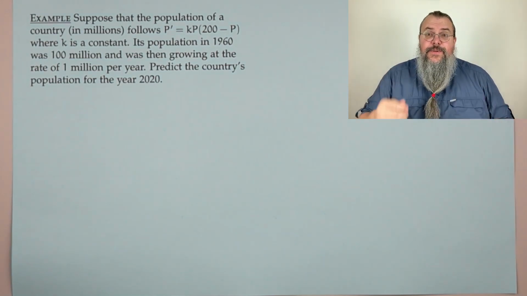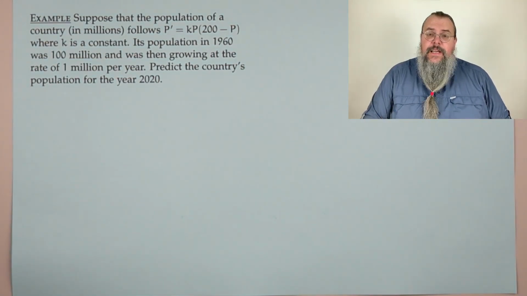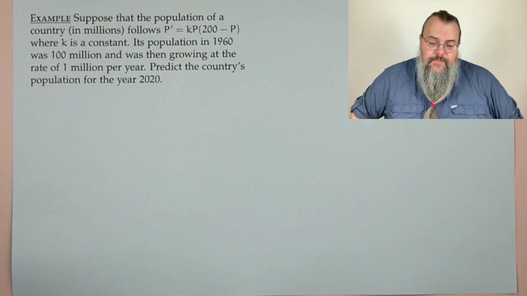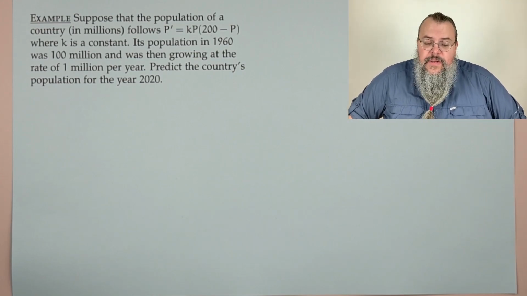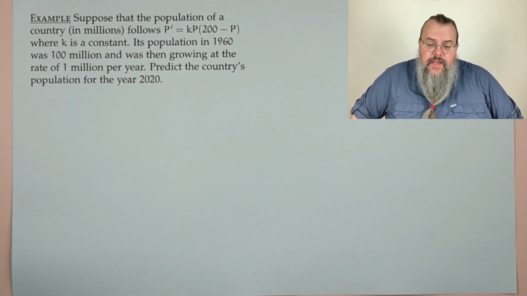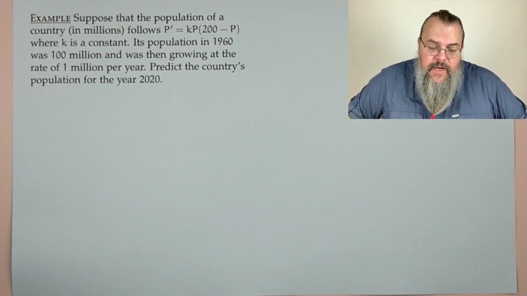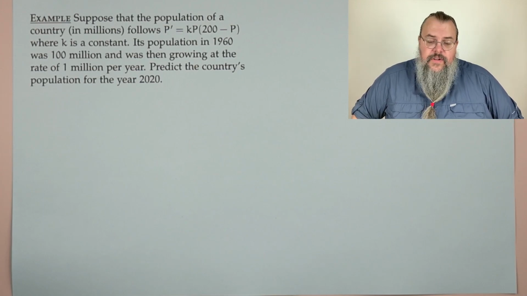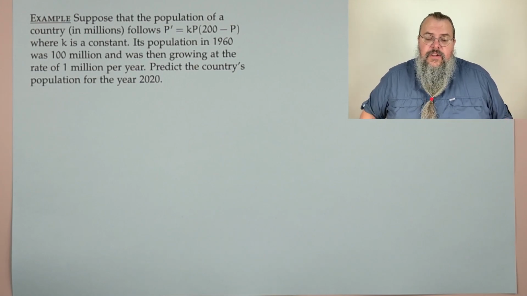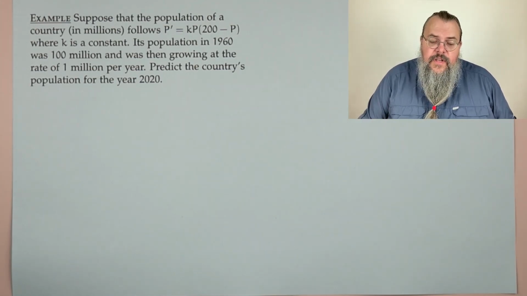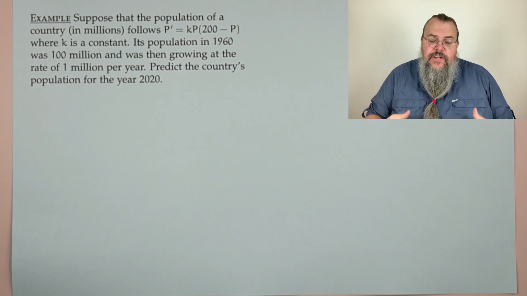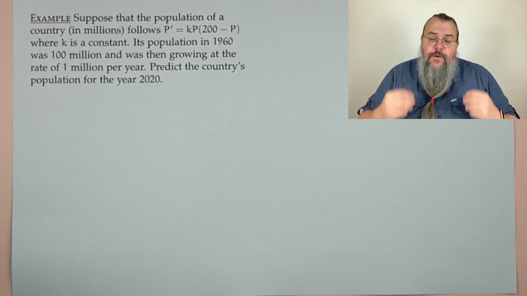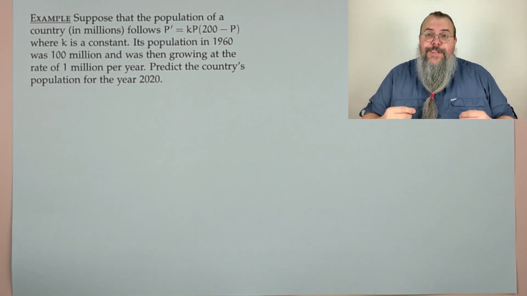So let's do one final problem. And this one relates to the logistic model. Suppose that the population of a country in millions follows p prime is k times p times 200 minus p, where k is a constant. And its population in 1960 was 100 million, and was then growing at a rate of 1 million per year. Predict the country's population for the year 2020.